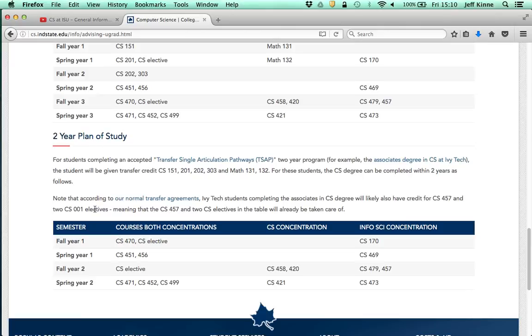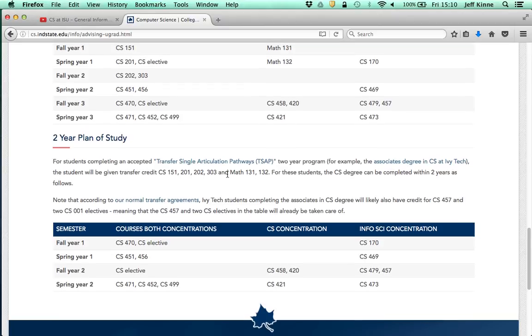The 2-year plan of study is assuming that you come in with transfer credit from somewhere like Ivy Tech and you have some of your first courses taken care of. So this is pretty much only for people that come in with a degree from Ivy Tech in CS, an associate's degree.